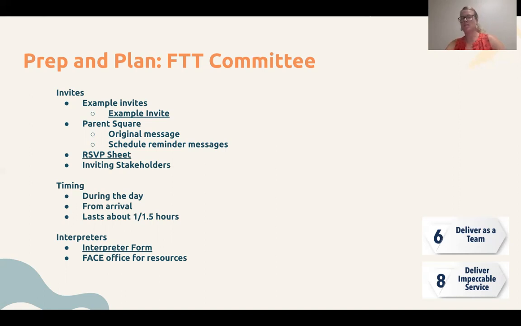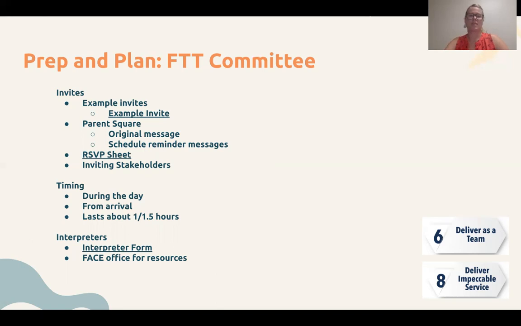So the timing for family teacher teams to plan for, we did it at the beginning of the day. So families were welcome to come in after they parked or dropped their students off right after arrival. And usually it lasted about an hour to an hour and a half, depending on the activities that you did and the amount of time that you spent doing your Harmony Circle and your performances.